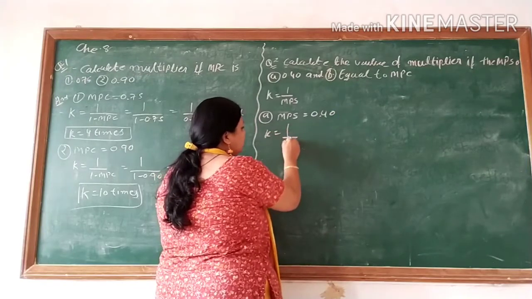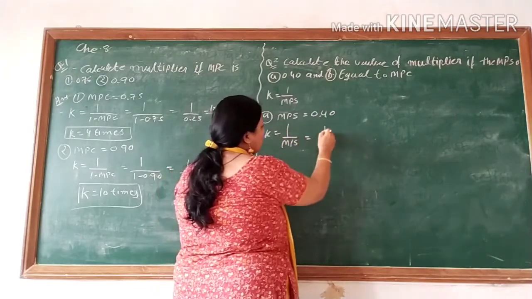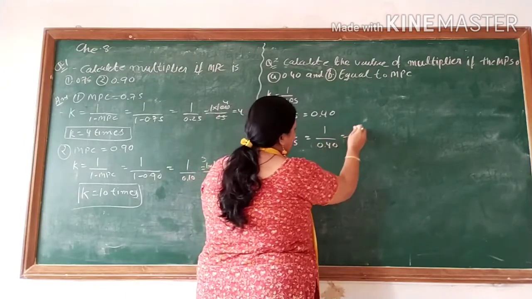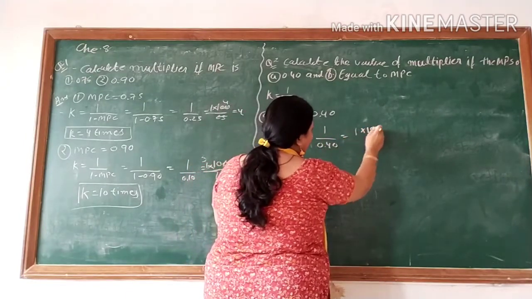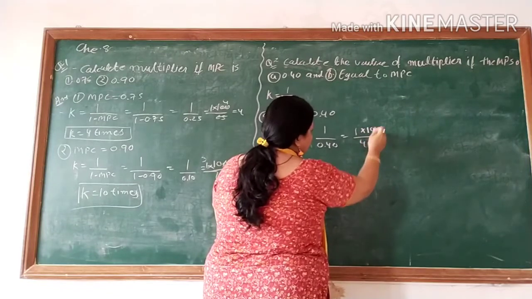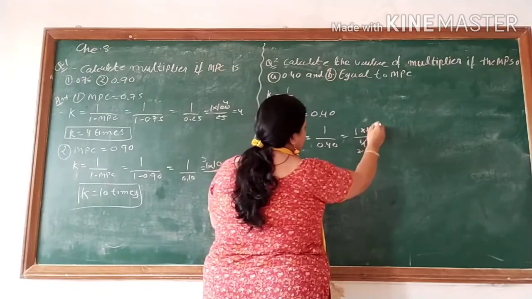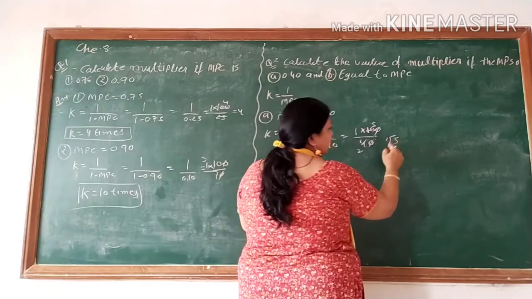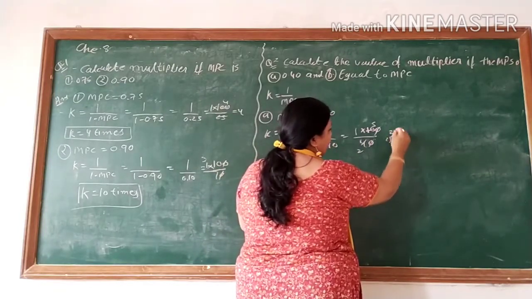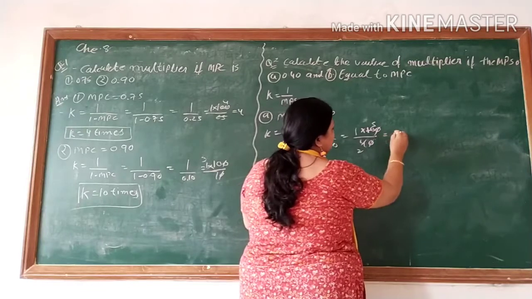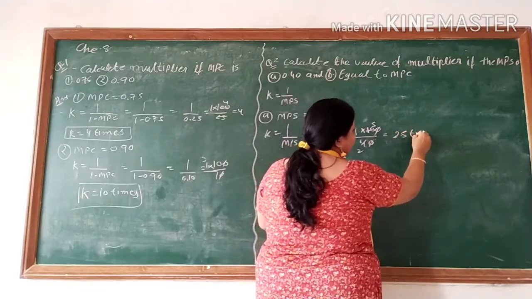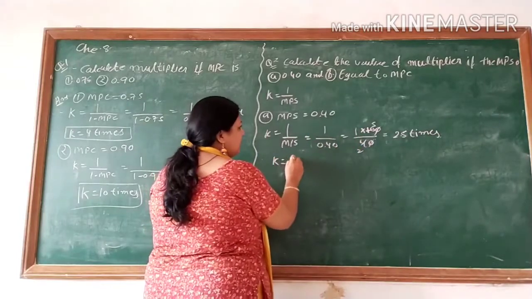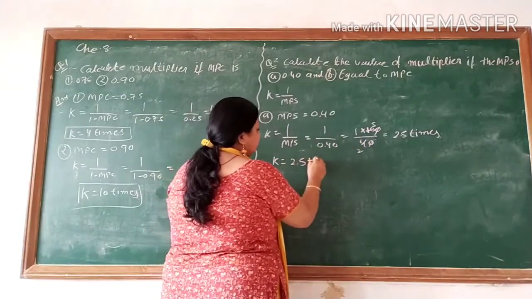K equal to 1 upon MPS equal to 1 upon 0.40. It means 1 into 100 upon 40. 0 cut, then 2 2s are 4, 1 to 2.5. So it becomes 2.5 times. Clear? So your K, your multiplier is 2.5 times.